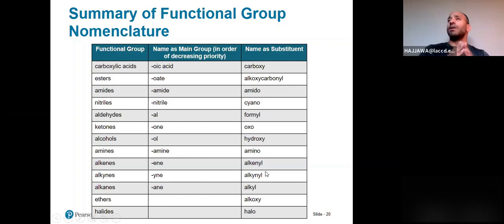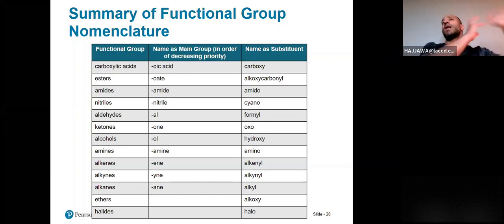So keep that in mind, that for every single group, I need to make sure that I understand and rank them correctly when it comes to which one gets priority in numbering the structure. Yes, the first rule in IUPAC is always finding the longest chain of carbons. But which longest chain of carbons am I supposed to look at? Is it the one that has the carboxylic acid, or is it the one that's going to have the alcohol? Well, obviously the carboxylic acid, as it is going to be number 1 in priority. So keep that in mind.